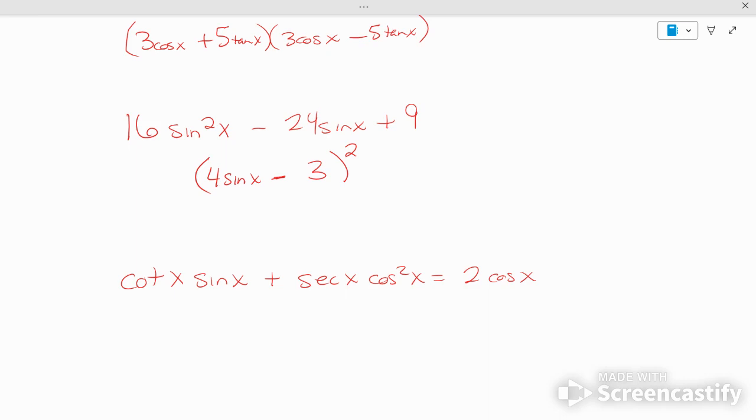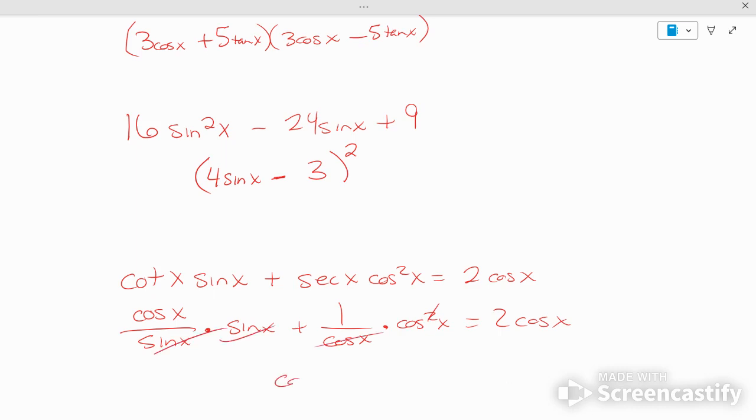Okay, what do we do first here? Change this to sines and cosines. Cosine of x over sine of x times sine of x plus 1 over cosine of x times cosine squared of x equals 2 cosine of x. A cosine and a cosine cancel, a sine and a sine cancel, so we have cosine x plus cosine of x.